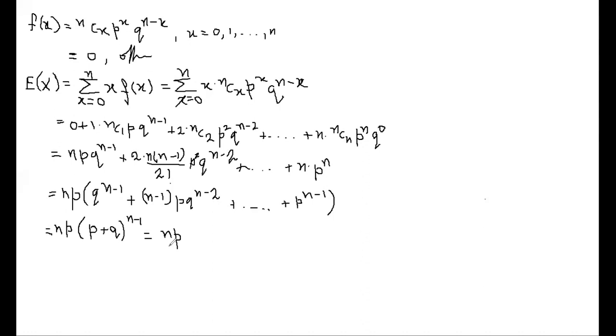That means the mean of a random variable following the binomial distribution is n into p. Is this clear to you? Yes, ma'am. Okay. So now, after having the mean concept, I am going for the next part of the problem, that is the standard deviation.